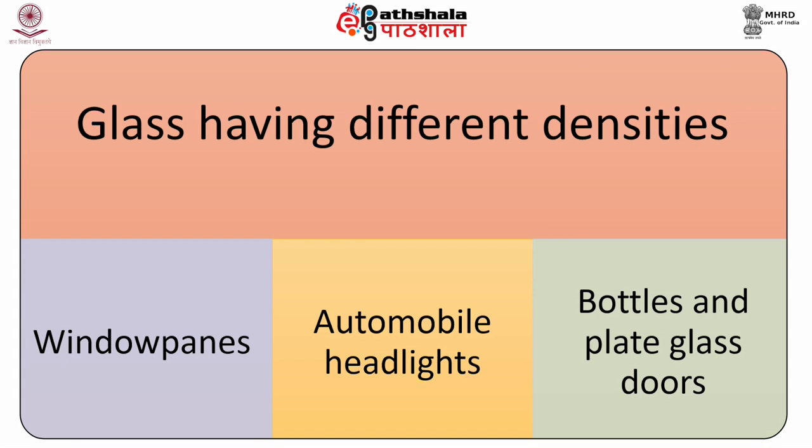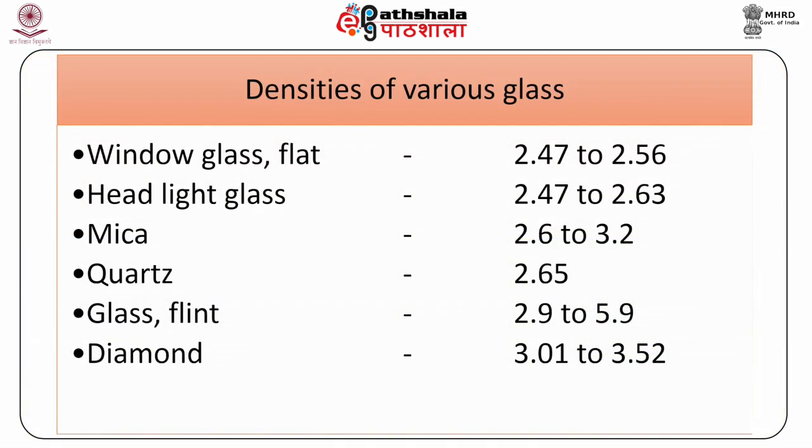Window glass or flat glass has a density of 2.47 to 2.56. Headlight glass has 2.47 to 2.63. Mica has 2.6 to 3.2. Quartz, on the other hand, is 2.65. Glass and flint have 2.9 to 5.9. Diamond comprises a density of 3.01 to 3.52.